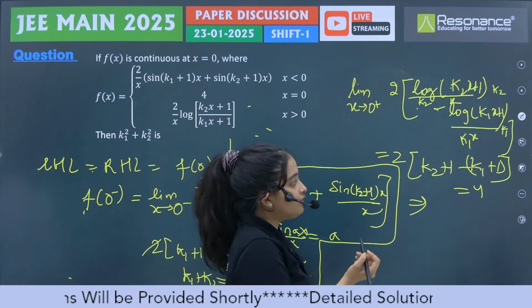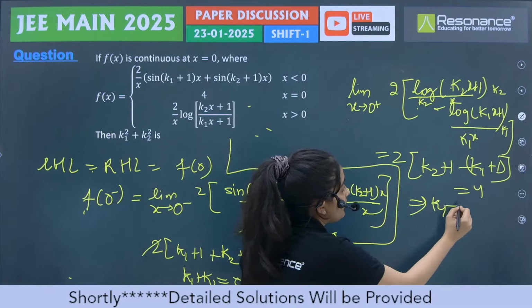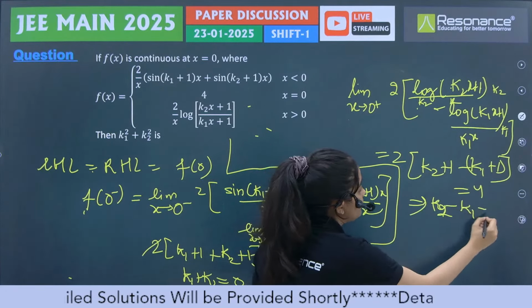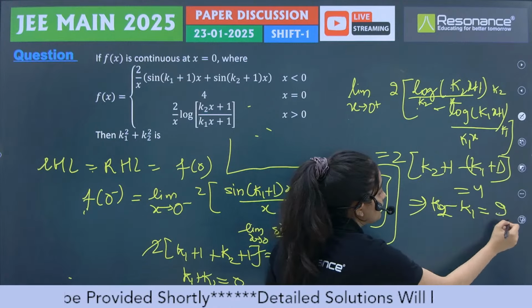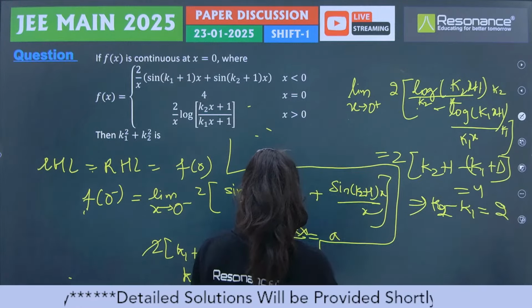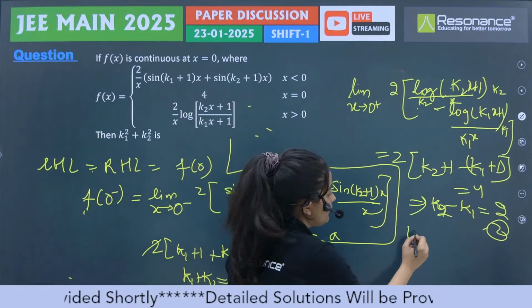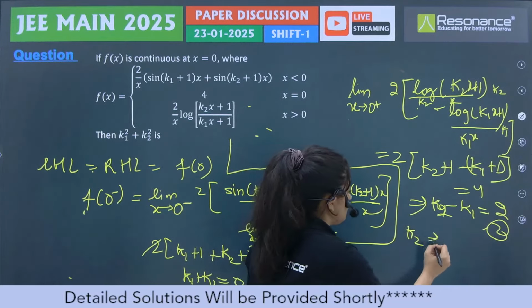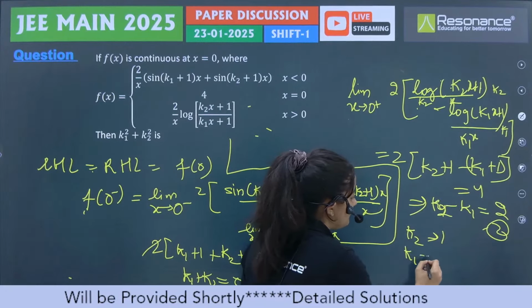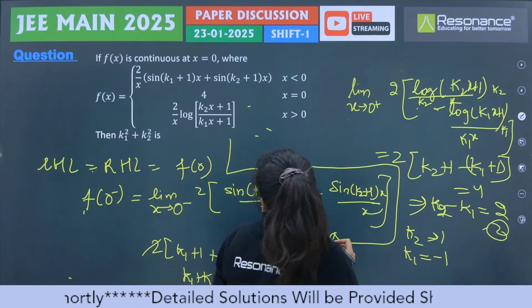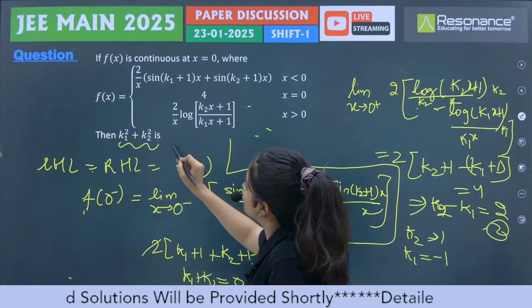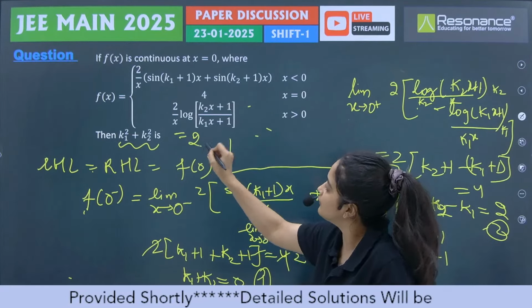So on solution, what are we going to get? K2 minus K1 is equal to 2, cancel 2. So first equation, second equation, on solving them we'll get K2 equals 1 and K1 equals minus 1. So your answer is going to be the value of K1 square plus K2 square, which is equal to 2.